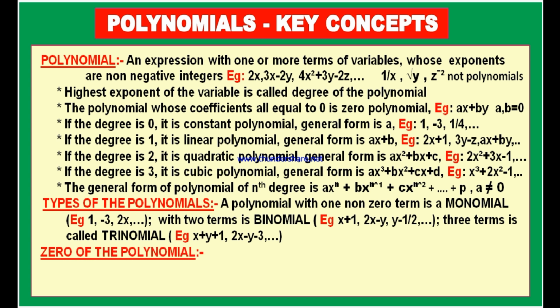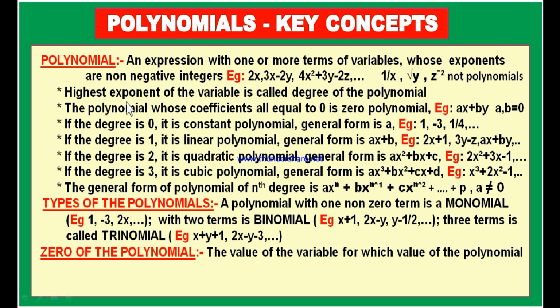Good. Now let us know what the zero of a polynomial is. Zero of the polynomial is different from zero polynomial. You learned what a zero polynomial is previously. What is meant by zero polynomial? Zero polynomial means a polynomial in which the coefficients are all zero. If all coefficients of the terms are zero, then it is called a zero polynomial.